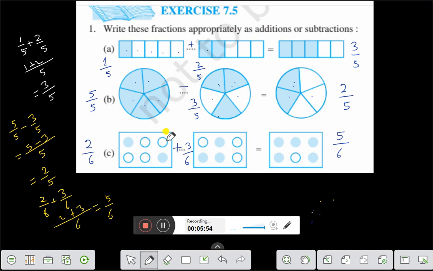Let us take it once again. This is 1 by 5, this is 2 by 5. Denominator is the same. That is 2 plus 1, 3. Therefore, the resultant is 3 by 5. Here you see, this is 5 by 5 and this is 3 by 5. Denominator is the same, that means 5 minus 3 is 2, that is 2 by 5. Here also 2 by 6 and this is 3 by 6. If we add the numerators, since the denominators are the same, 2 plus 3 is 5. Therefore, the answer is 5 by 6.